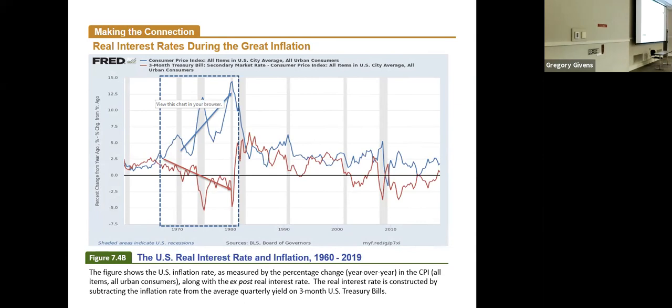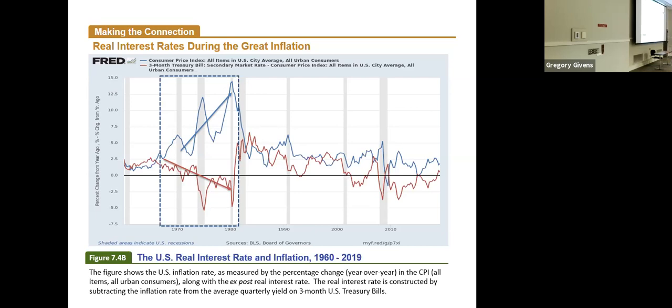The red line is a measure of the real interest rate, which is constructed in FRED as the 3-month Treasury bill rate, that's the 3-month nominal interest rate, minus the CPI measure of inflation. So the nominal rate minus the inflation rate. The rectangle here that I'm emphasizing is the late 60s through the 1970s.